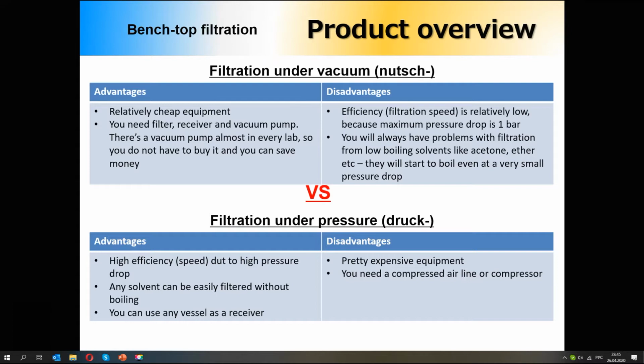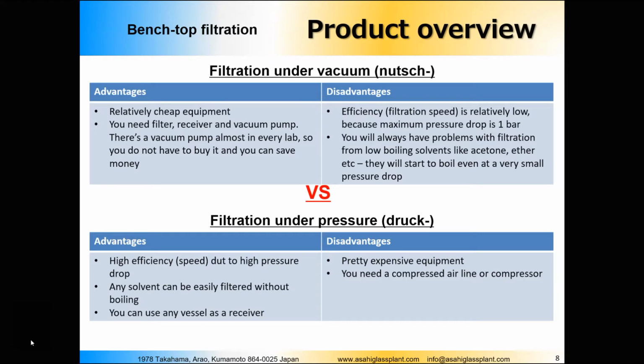The second point is really very important: you will always have problems with filtration from low boiling solvents like acetone, ether, and so on, because they will start to boil even at a very small pressure drop. When you start to create the vacuum and you are filtering from acetone, it starts to boil at about 300 millibars, which means that you will get a pressure drop of roughly 700 millibars.